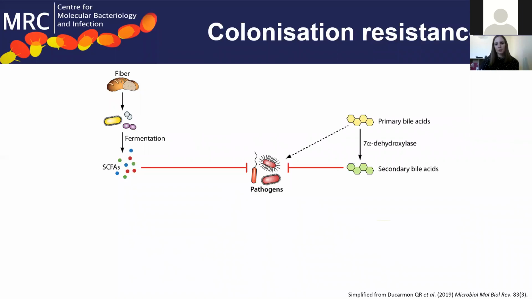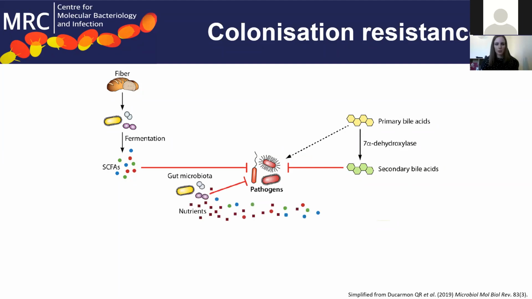Another molecule or metabolite you might have heard before are bile acids, and the gut microbiota is actually responsible for the metabolism of these bile acids. And depending on the different bile acid pool you have in your gut, this can in some ways protect against or even promote the growth of intestinal pathogens.